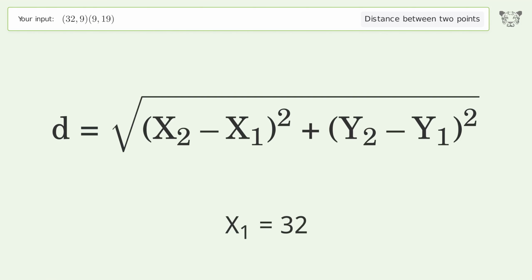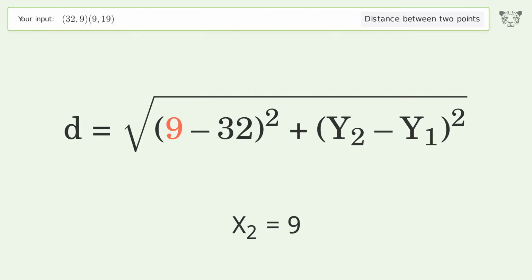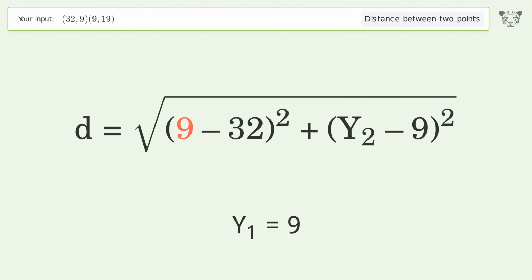x1 equals 32. x2 equals 9. y1 equals 9. y2 equals 19.